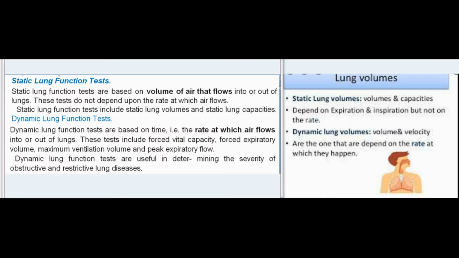Dynamic lung function tests. Dynamic lung function tests are based on time, i.e. the rate at which air flows into or out of lungs. These tests include forced vital capacity, forced expiratory volume, maximum ventilation volume and peak expiratory flow. Dynamic lung function tests are useful in determining the severity of obstructive and restrictive lung diseases.